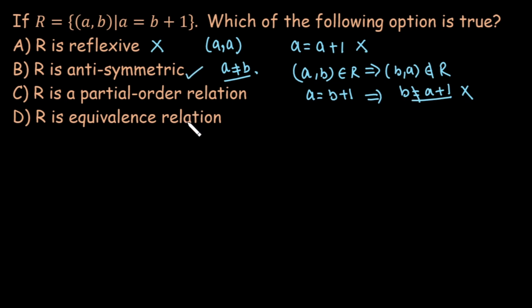Now check for options C and D. Partially ordered relation means the relation is reflexive, antisymmetric and transitive. Right now this is not reflexive, so it cannot be the option. Equivalence relation means reflexive, symmetric, transitive. As it is not reflexive, hence option D is also incorrect. So only option B is correct.